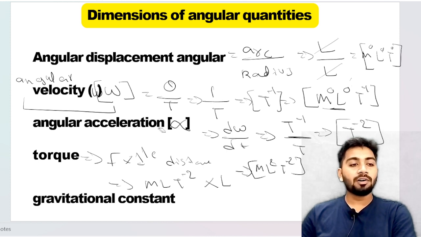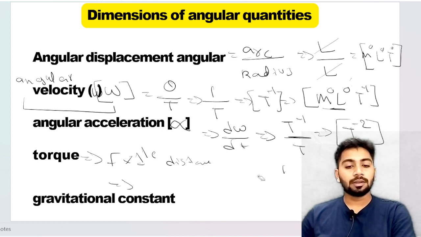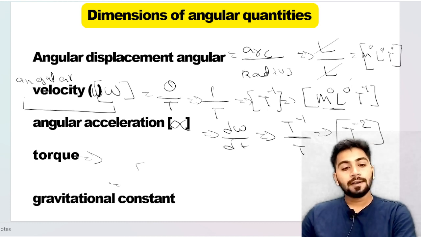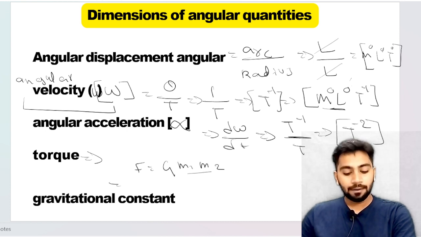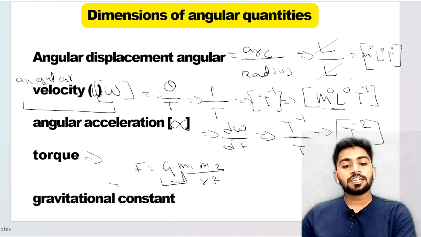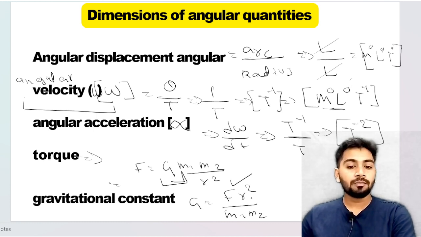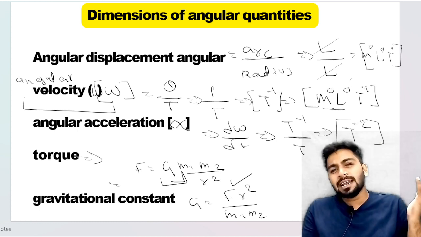Now you try for this last one, gravitation constant. Try now only. Gravitation force is equal to G into m1 m2 divided by r square. We want G, which means you can write G is equal to F into r square divided by m1 m2. Force dimension you have, r means radius is again length.